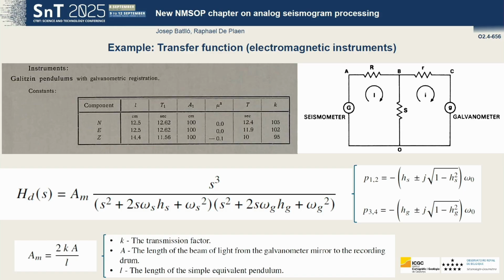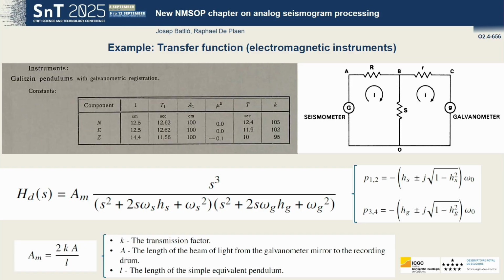We need the coupling, but there are a lot of instruments that have coupling almost 0. It has 3 zeros and 4 poles, and it's the same. In the bulletins, you find something different. But in the case of Galitzin, this K is called the transmission factor, but it's written in the bulletins.